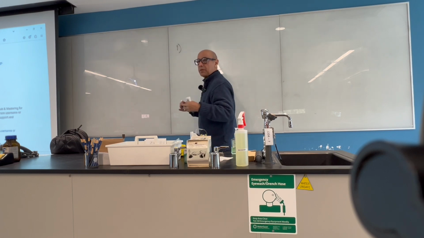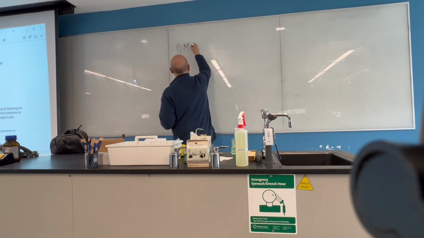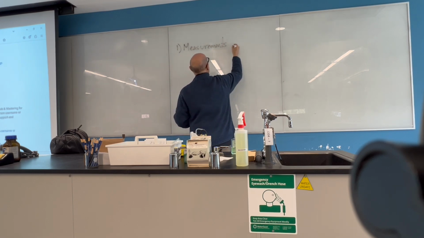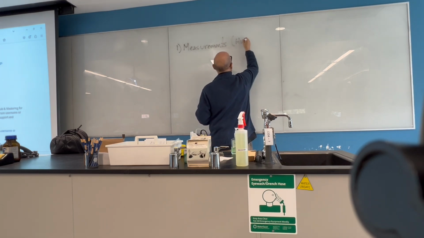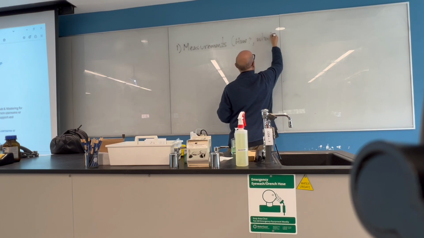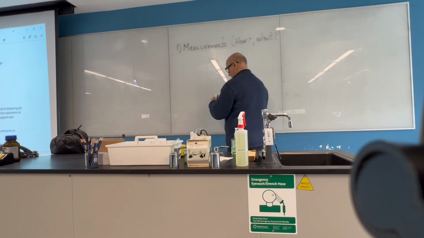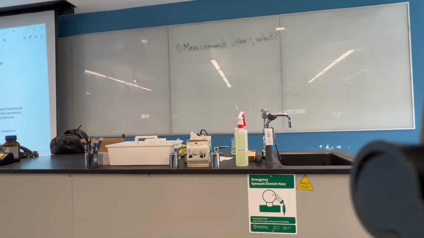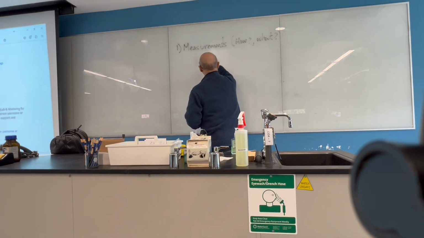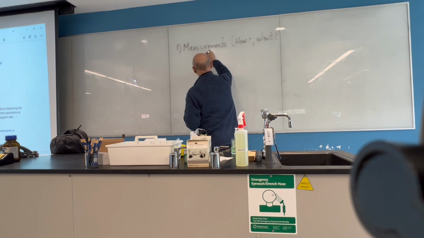Essentially, these are the topics that you need to master in these first two chapters. How to interpret measurements. I'm running out of marker here. I may have mentioned this last week, but in chemistry we use the SI system.